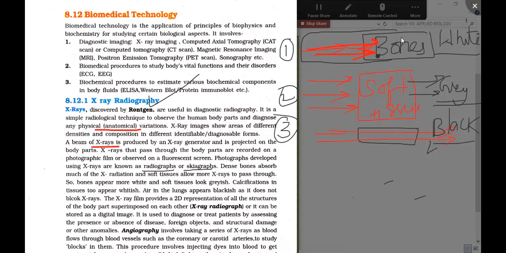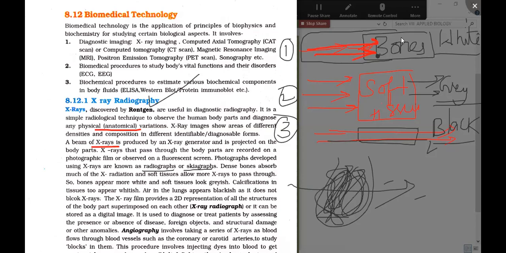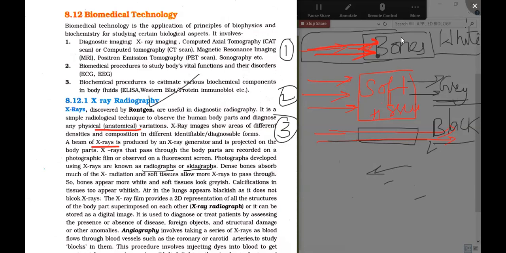Calcifications in tissues also appear whitish. That means we are talking about bone. Air in the lungs appears blackish. That means he is talking about air cavity. For example, in pneumonia, healthy lungs are clear, so when X-rays pass through, they appear black. But when a person is affected by pneumonia and a large amount of mucus is deposited in the lungs, they may appear gray. Lungs should generally appear black, isn't it? They appear gray, which means there is something in the lung of the person suffering with pneumonia.